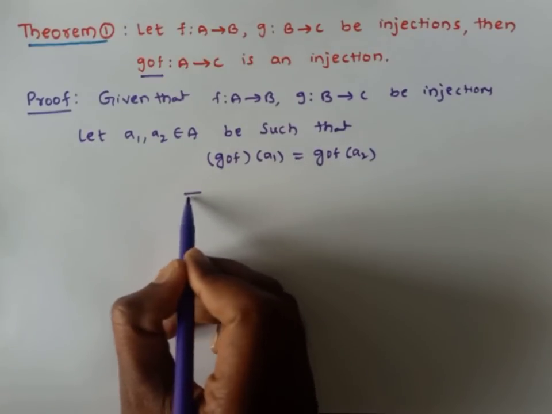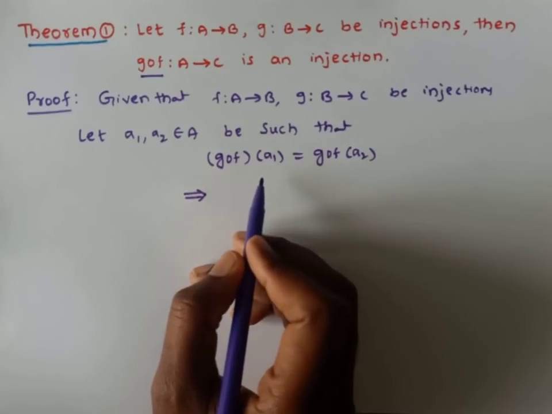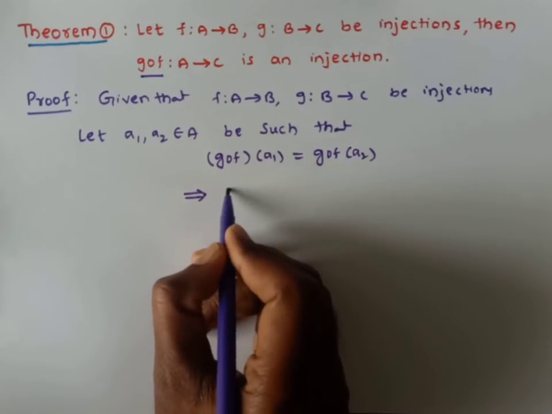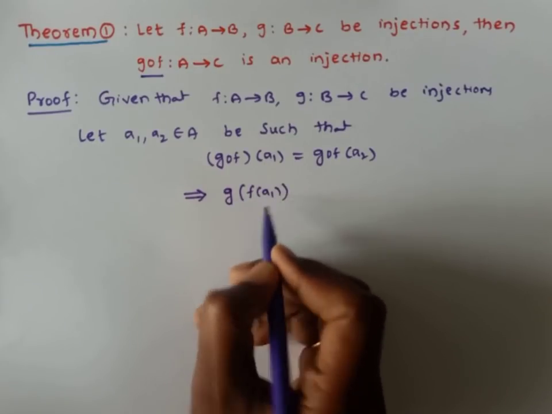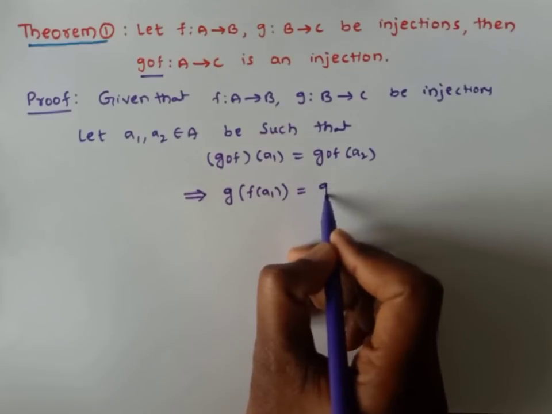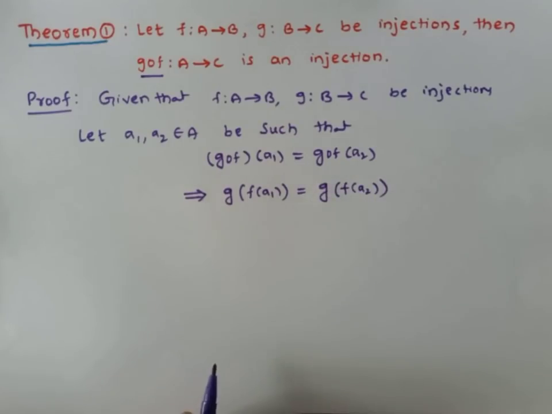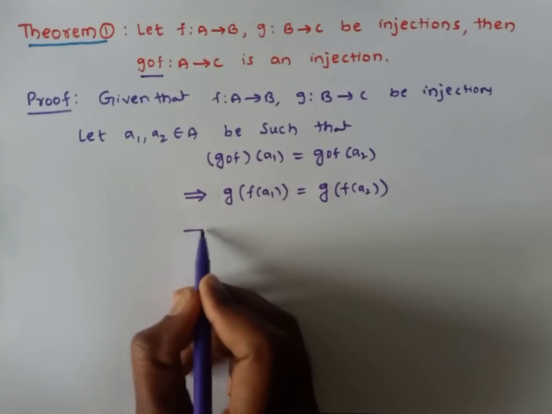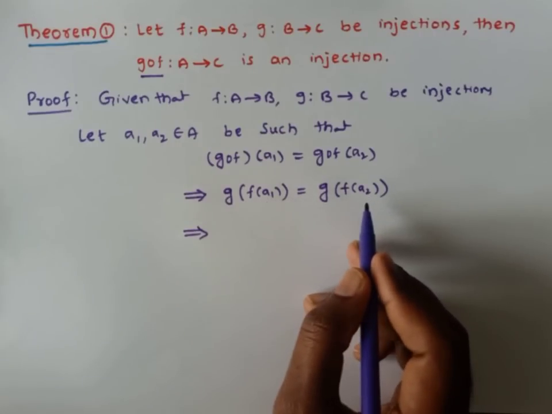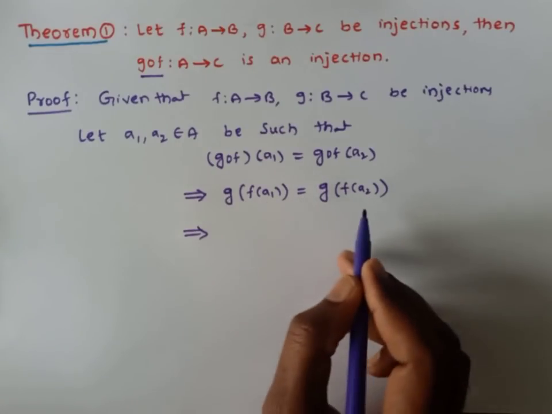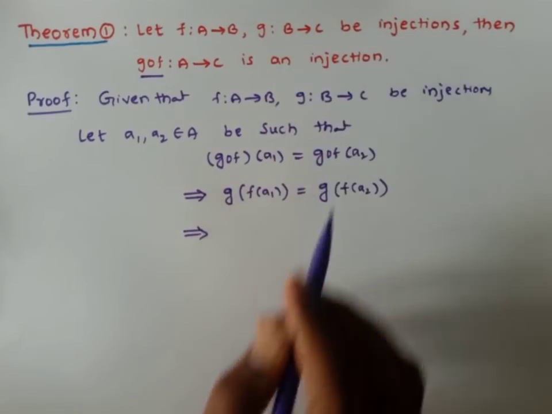Now this implies, by the definition of composition, g compose f of a can be written as g of f of a. So we can express this as g of f of a1 is equal to g of f of a2. Right? Now observe this step. It is in the form of g of a equals g of b. Therefore, a is equal to b, since g is an injection.